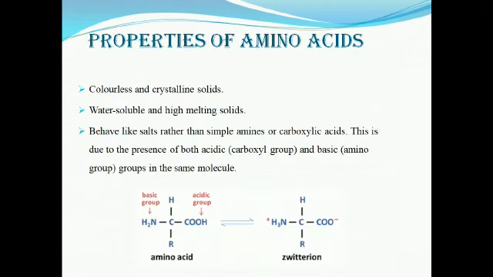Properties of amino acids. Amino acids are colorless, crystalline solids. They are water soluble and have a high melting point. They behave as salts rather than simple amines or carboxylic acids. This is due to the presence of both an acidic group, that is carboxyl group, and a basic group, that is amino group, in the same molecule.